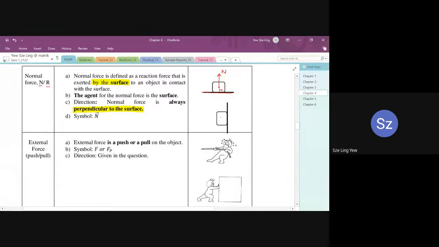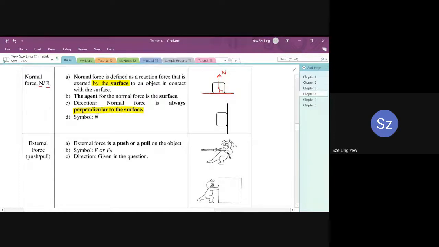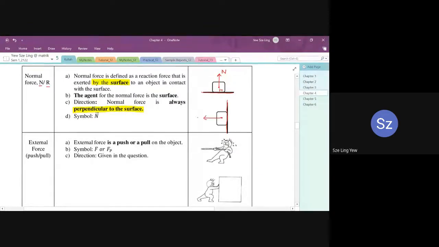For the second diagram, we have a vertical wall. Therefore, normal force is going to the left-hand side, perpendicular to the surface. So it doesn't mean that normal force is always pointing upwards. This is a misconception among students. You always thought that normal force is pointing upwards. No, it's actually perpendicular to the surface.